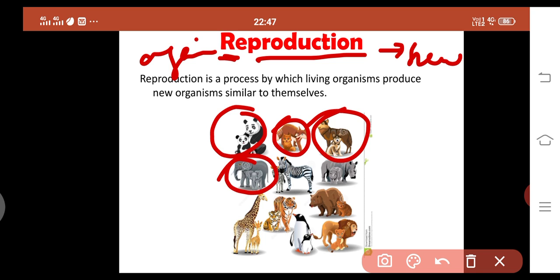Even if we have siblings, we don't look alike. But we have some similarities, like hair color, eye color, length of your fingers, length of your nails, your eyebrows, your eyelashes, and your eye lens color.